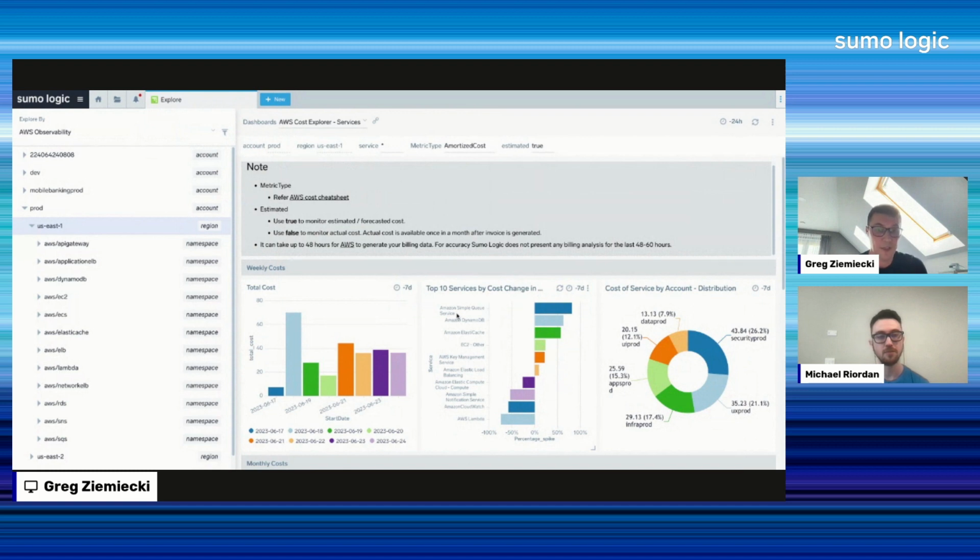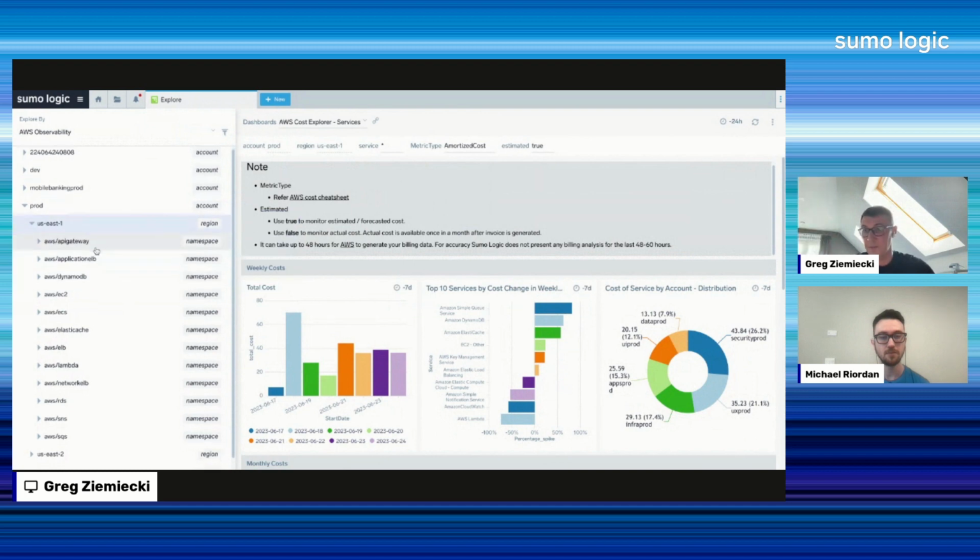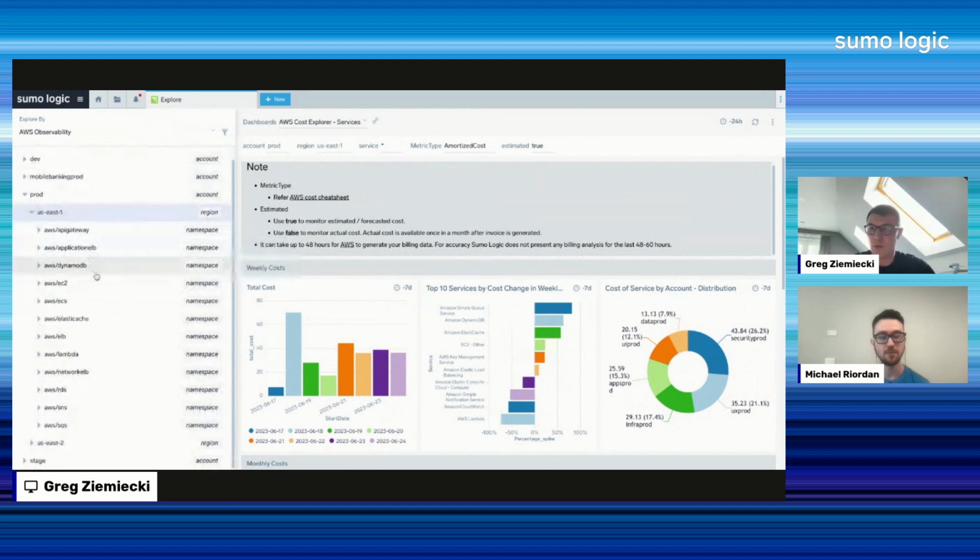But then how to validate whether this is something that should worry us or not? We also have performance data, logs, and audit data as part of our AWS observability. If you look at the left-hand side, we have a whole hierarchy of the services. Sumo is able to create a topology of your services. We understand your data and create a topology based on that, so you can very quickly go to a particular service.